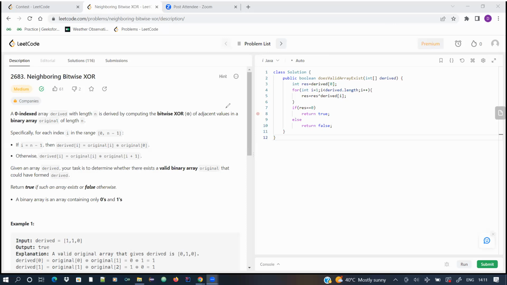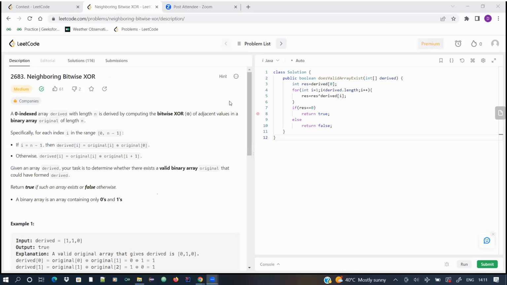Today we are going to solve one of the questions from the weekly challenge of LeetCode, that is Neighboring Bitwise XOR. This is a medium level question and it's a very easy question. But the problem is you should know the trick, you should know what the XOR operator is, how it behaves, and then only can we solve the question.